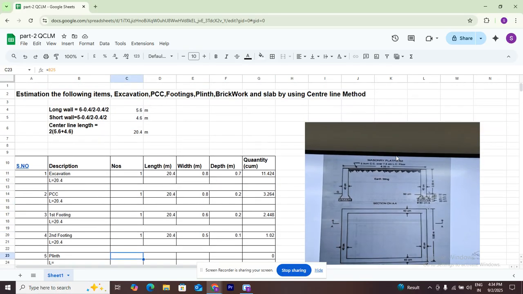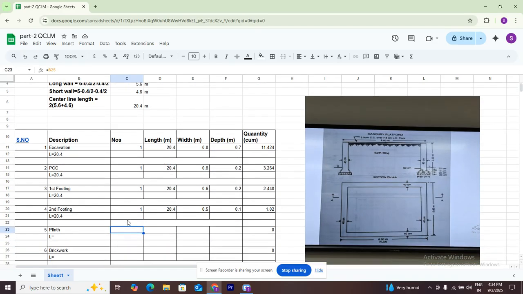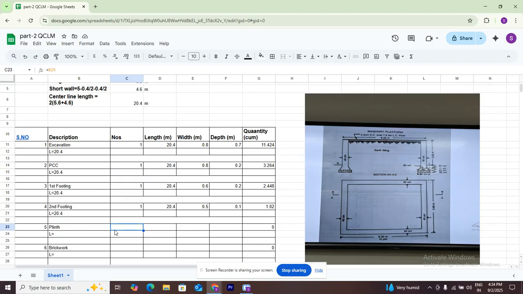Check it here in the section view. The plinth goes up to the ground layer. This is the ground layer. This is 20 centimeters, the depth of the plinth. Okay, the width is the same as the wall thickness, 0.4. The number is one only. The length is 20.4, here also 20.4.